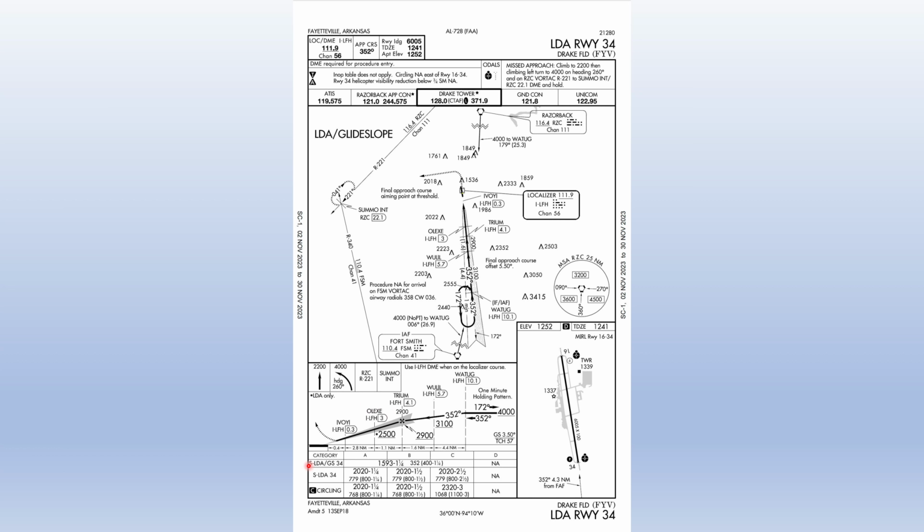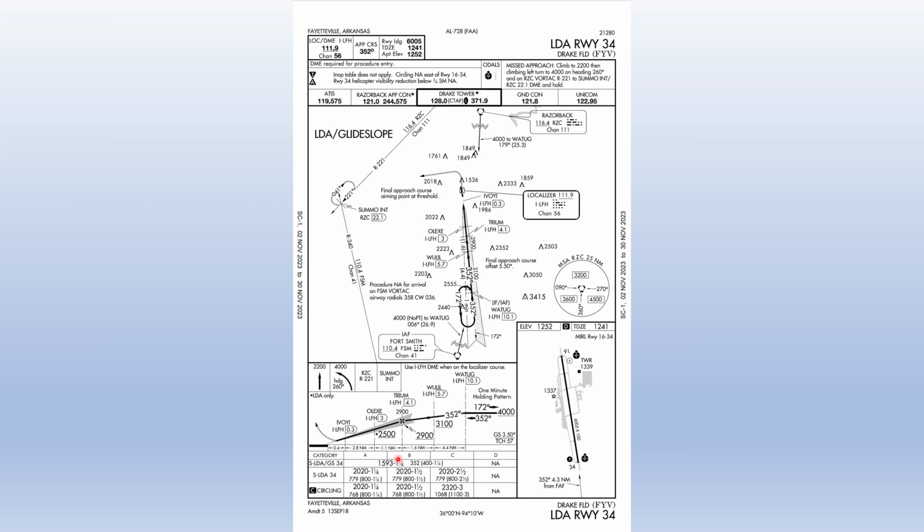So looking at the minimums, the line we want to look at is this top line that is S-LDA GS 34. That is the straight-in LDA with glide slope for runway 34, which is the approach we're going to be shooting. So that's the minimum line we want to use. It tells us that the decision altitude for this approach is 1,593. So when we get to 1,593 on our altimeter, we need to take a look up and see if we see runway lights and can continue the approach to a visual landing, or if we need to execute the missed approach.